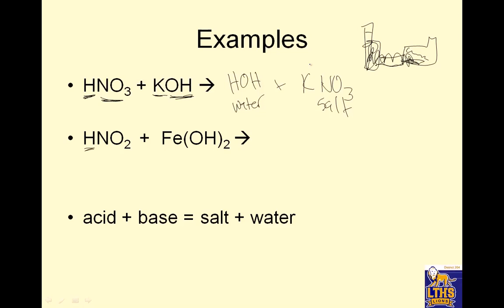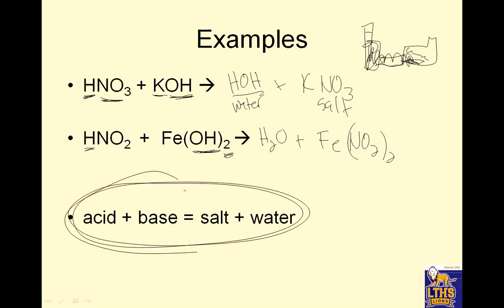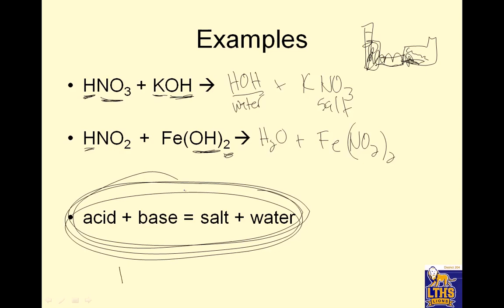Hello, I'm an acid. Hello, acid. Oh, I'm a base. Hello, base. I'm going to get H2O, another way to write HOH, plus Fe(NO2)2. Notice iron is plus 2, nitrite is minus 1, so you crisscross those. That's what you get. Acid plus base equals salt plus water. By the way, base plus acid equals salt plus water. Water plus salt, if you want to do it. It doesn't matter what order you do it in.